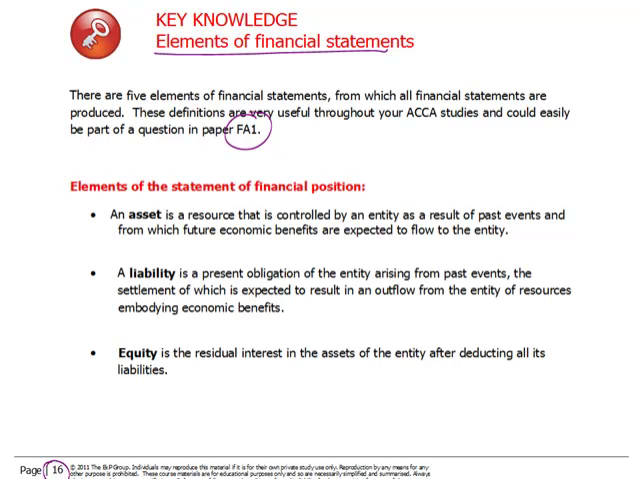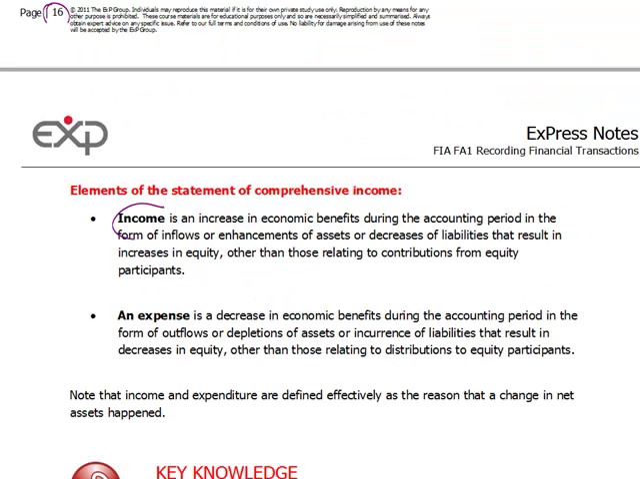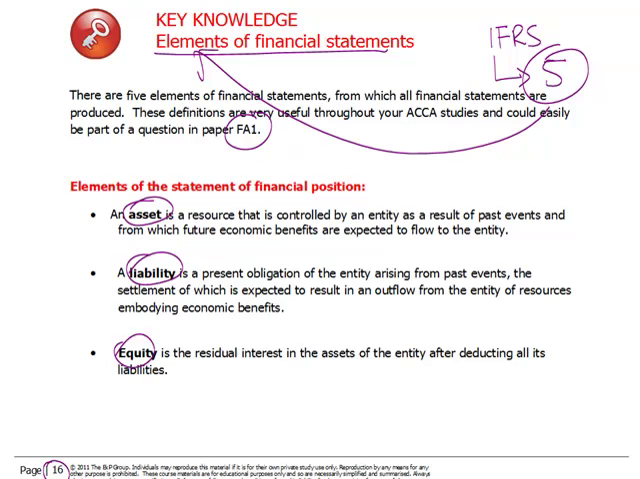Elements of financial statements. According to International Financial Reporting Standards, there are 5 elements of financial statements. This is not cast in stone because, for example, Americans in US GAAP see 10 elements of financial statements, but IFRS focus on 5, and these 5 are assets, liabilities, equity, income, and expenses. First, let's talk about the assets, liabilities, and equity. These are the elements that feature in the statement of financial position.